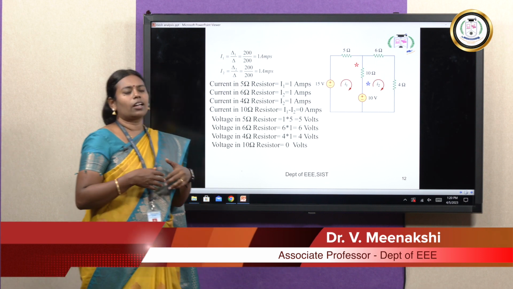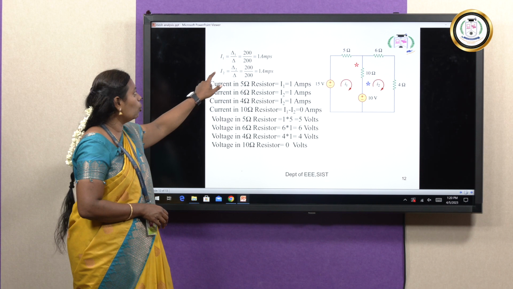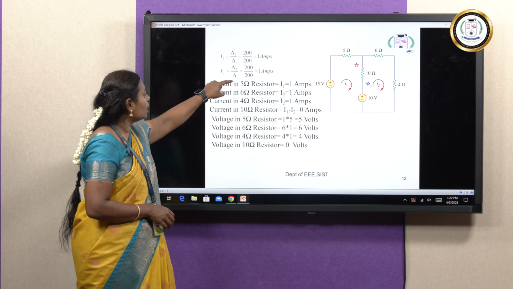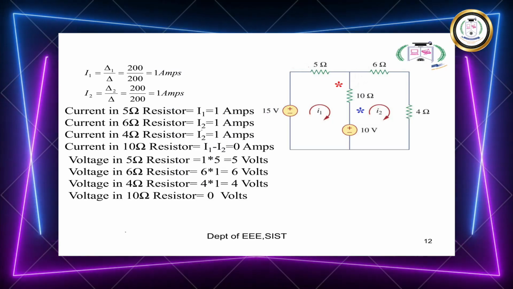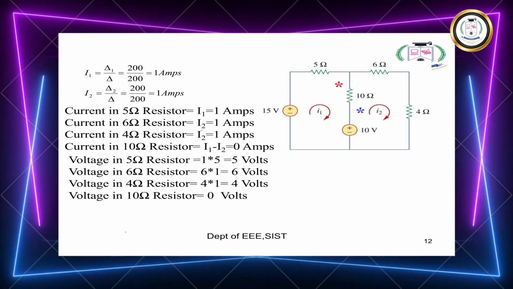So, these are the currents we have found, I1 and I2 currents in the loops, and these are the currents in the branch resistors. Then we have found the voltages across the resistors in the branches.